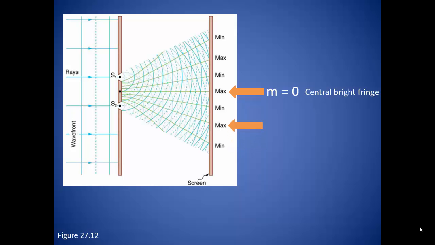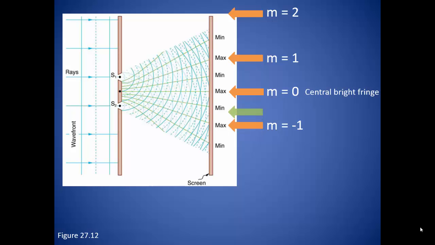The bright fringe below it must be an integer of the wavelength, so since it is the next one down, it must be m equals -1. Similarly, the bright fringe above the central bright fringe must be m equals 1. If we were to continue on up, we would find m equals 2 at another bright fringe, and we can just keep going for all of the fringes that we find.